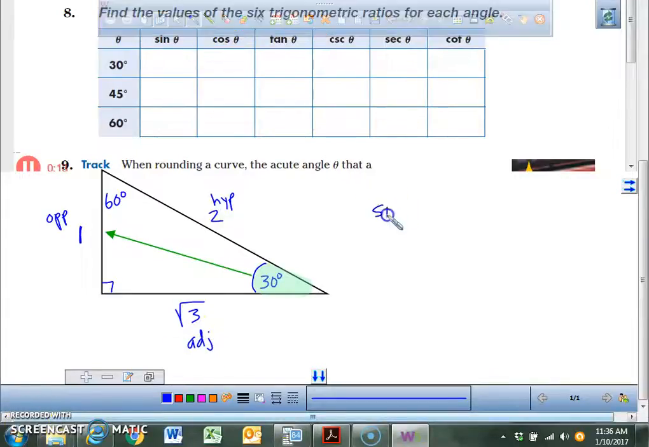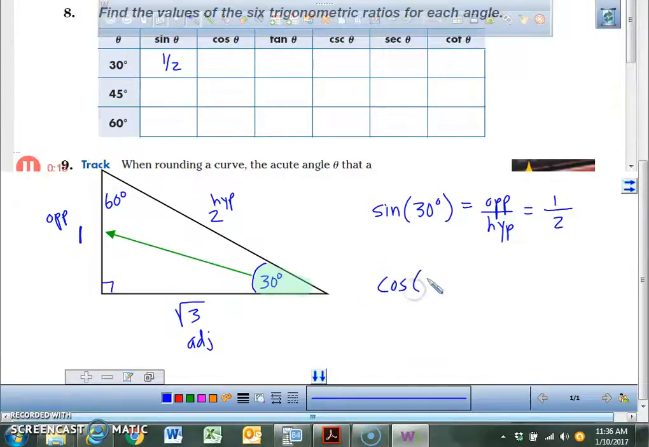All right, so if I wanted to find the sine of 30 degrees, that's the relationship of my opposite side in relationship to the hypotenuse. Well, what is the distance of my opposite side? 1. What's my hypotenuse? 2. So the sine of 30 degrees would simply be 1 over 2.